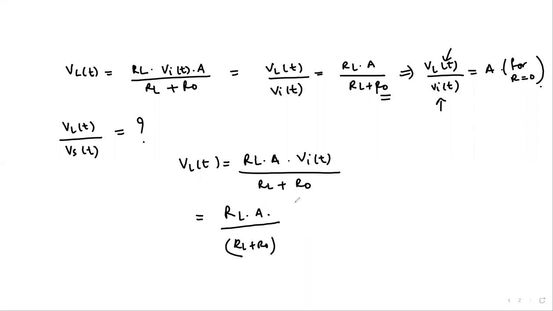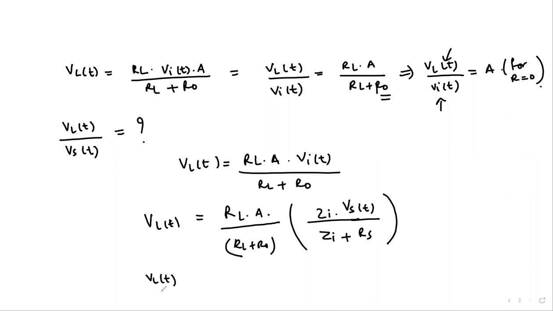So this is there, and the Vi of t can be represented as Gi of t into Vs of t divided by Zi plus Rs, that is VL of t, and take the ratio of the gain voltages: A times Zi, this is RL plus RO, over Zi plus Rs.